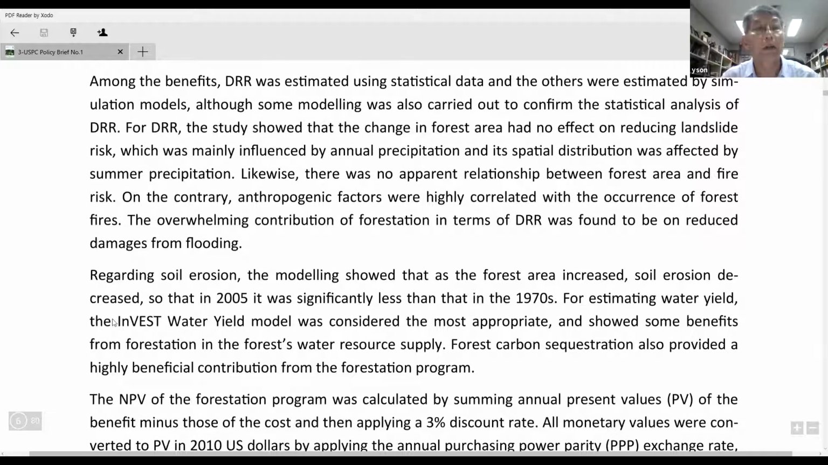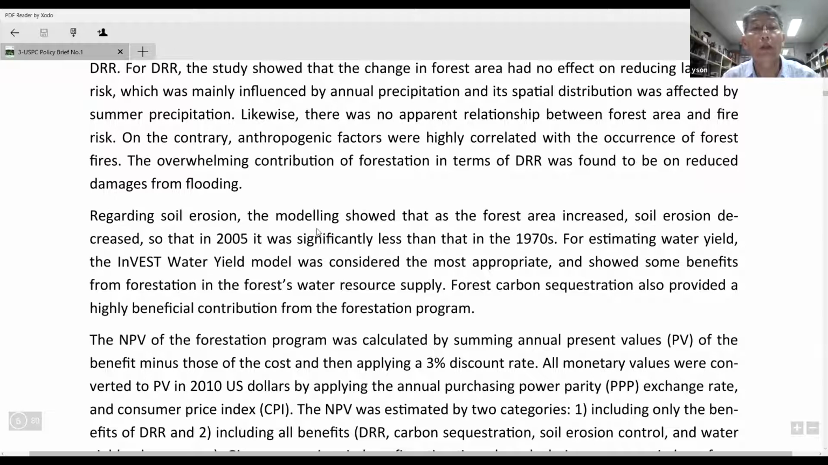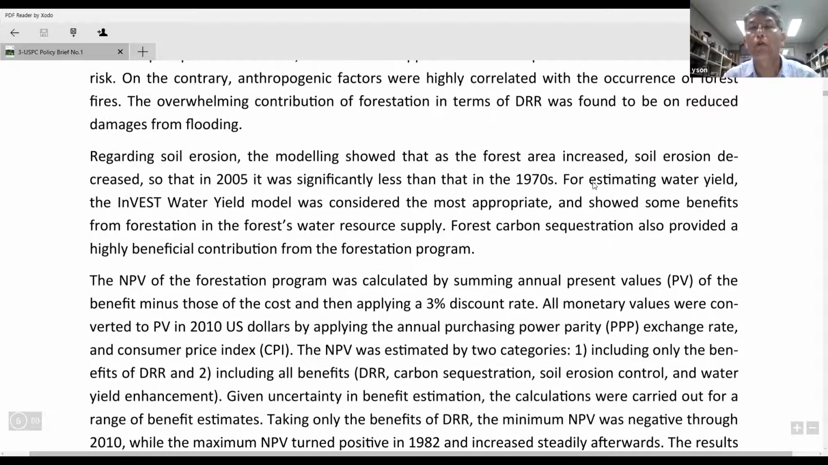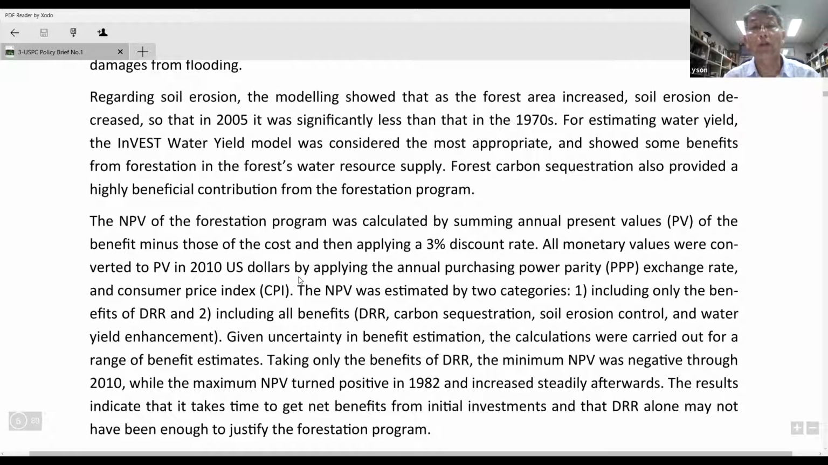And then we used different models, as I previously mentioned. For example, for estimating water yield, we used the INVEST water yield model. Okay, and in the appendix and main report, we specify the specific model. I'd like to emphasize major results after running models.